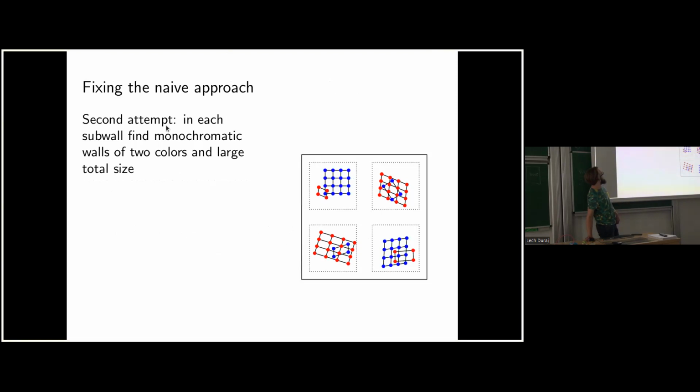So another attempt is that we should try, in our recursive procedure, to obtain two walls, one of one color and the second of the other color, so that the total size is large, and then combine them. But now the problem is that if we don't control the shape of the graph which we get from the recursive call, then it might be very difficult to combine those components into the wall we want to obtain.